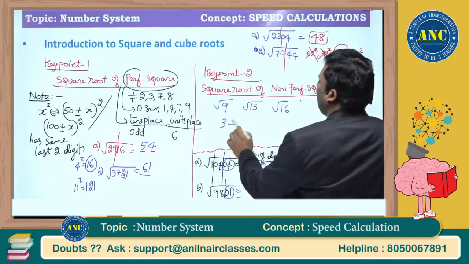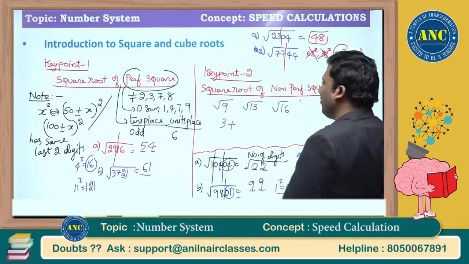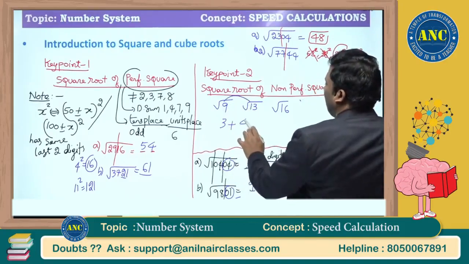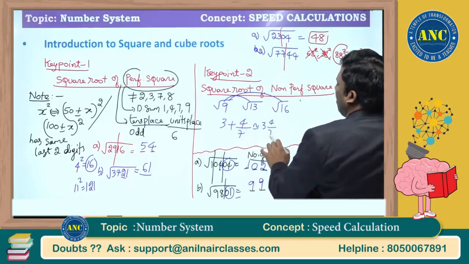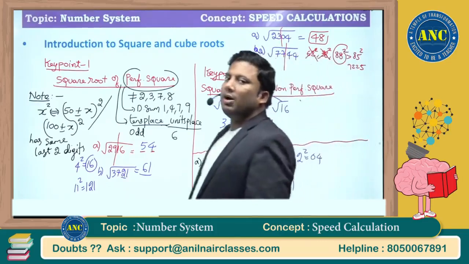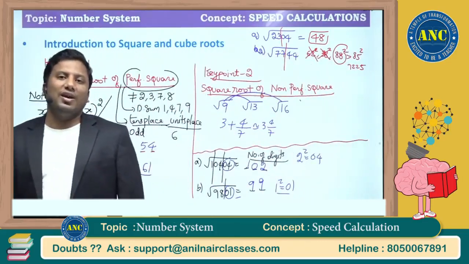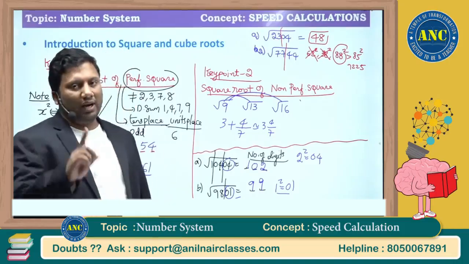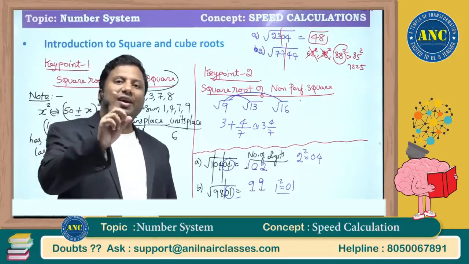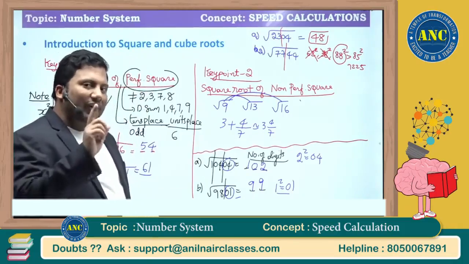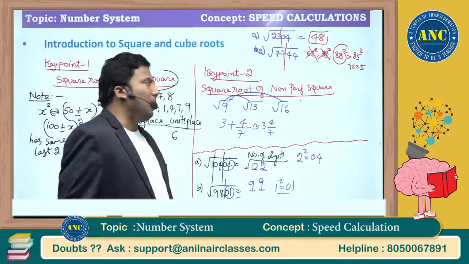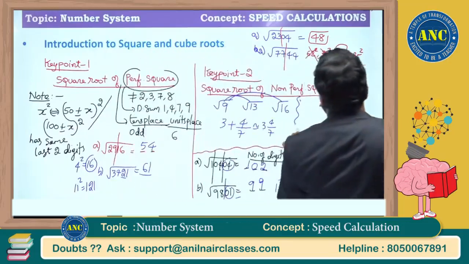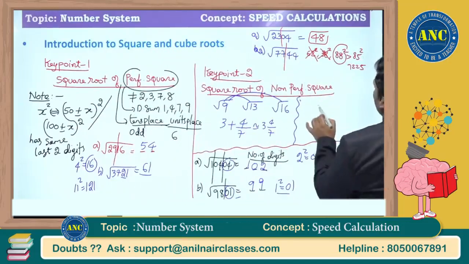Answer, root 13 is greater than root 9. The answer will be 3 plus. 13 minus 9, difference is 4. 16 minus 9, difference is 7. So the answer is very, very close to 3 and 4 by 7. A non-perfect square always gives an approximate value. A non-perfect square will never give an exact value. A perfect square gives an exact value.